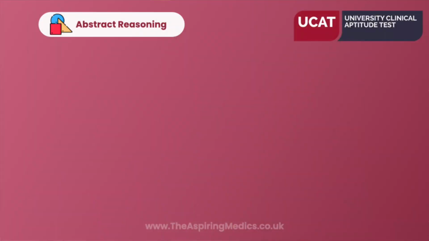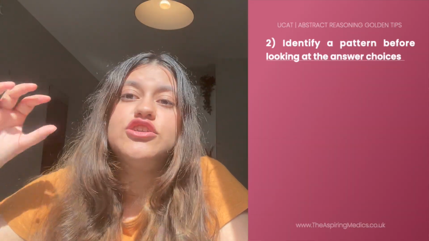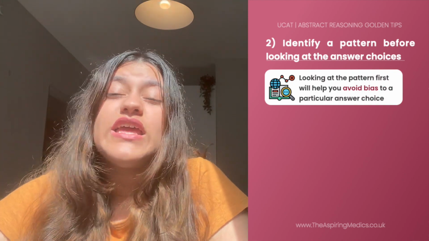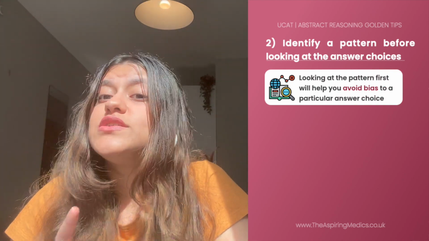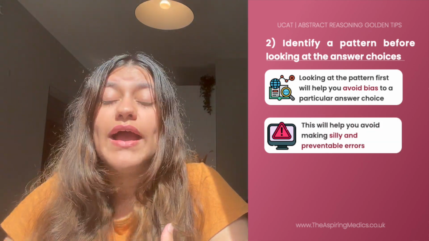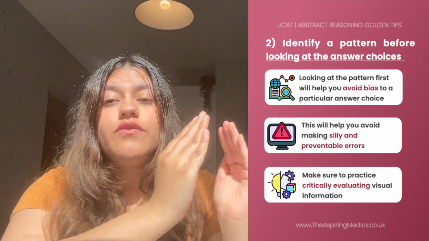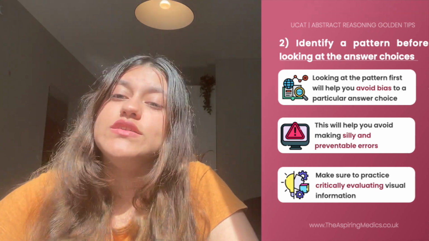Our second tip is to find a pattern of the sets first and then look at the answer choices. If you look at the answer choices first, you're more likely to look at just one option and think that yes, that has the correct pattern. Even though that pattern may not be right, it may just apply to one box and you're more likely to make mistakes that way and to get biased towards that answer choice. Instead, use your brain, critically evaluate the information given to you and identify a pattern first, then apply it to the answer choices and see which answer choice fits the correct answer.